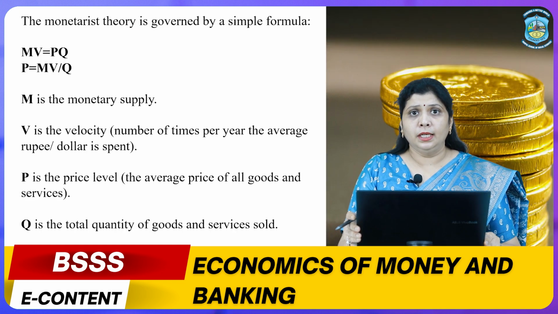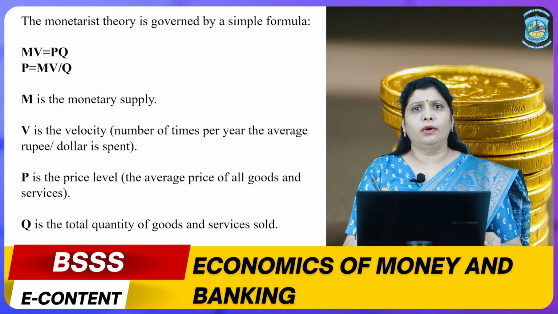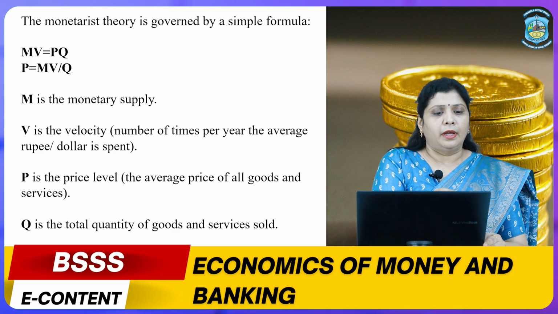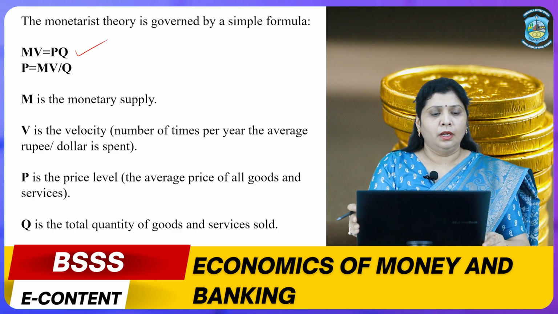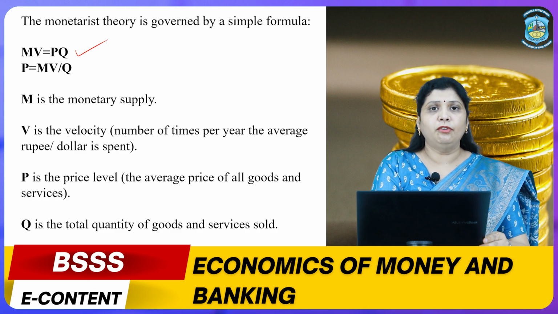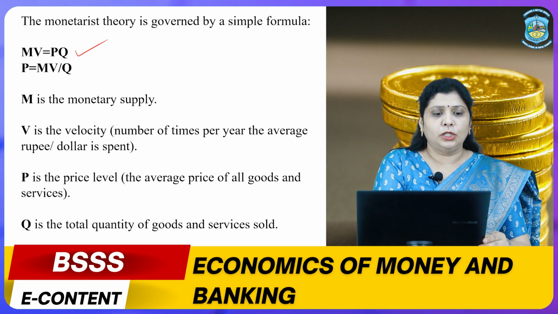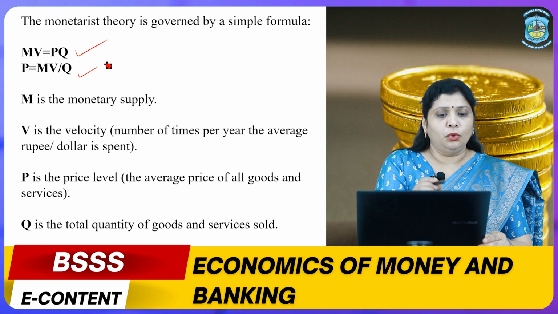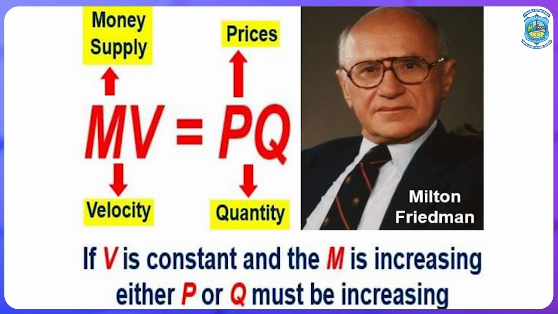Under this policy, there is a simple formula: MV is equal to PQ. If we change it to put P on the left side, what will be the result? P is equal to MV upon Q, where M is the money supply, V is the velocity of money, P is the price level, and Q is the quantity of goods and services sold.